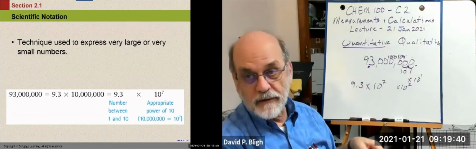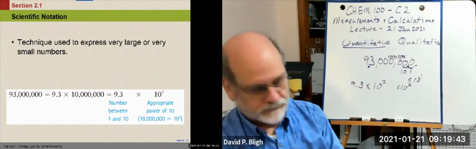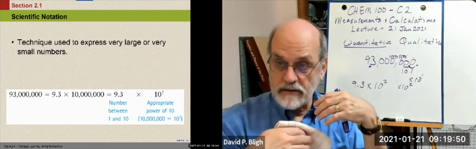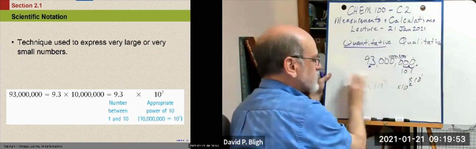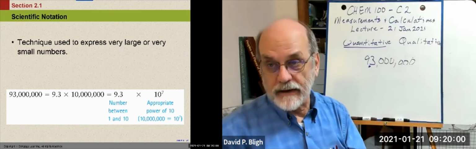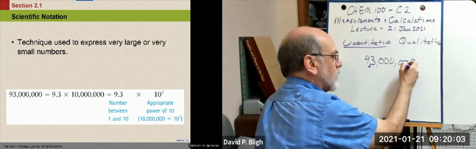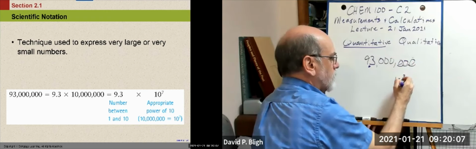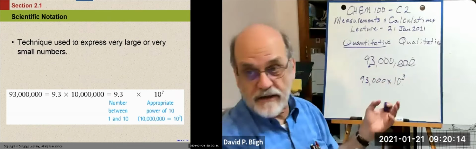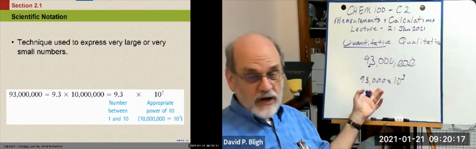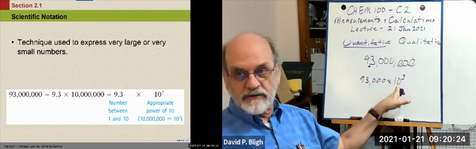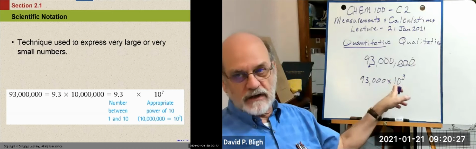Now, why do I say exponential when the slide says scientific? There's a fine distinction, but an important one, between exponential and scientific notation. Exponential notation, all it requires is a power of 10. So we could move the decimal place over 1, 2, 3. And then we would say 93,000 times 10 to the third. That would be an equivalent expression of this number. And it's exponential because we have a portion of it as an exponent of 10. But that's not scientific notation.